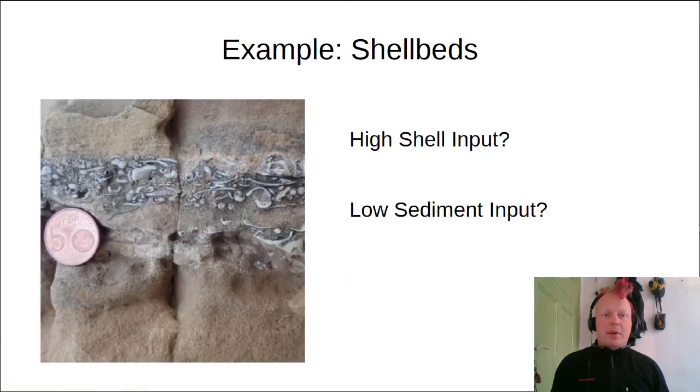A prime example for the effects of changing sedimentation rates are shell beds, because every shell bed can be explained either by a biological process, which is that there are more shells being placed in the sediment, or by a sedimentological process, which is that there is less sediment in between the individual shells, which creates this condensation.